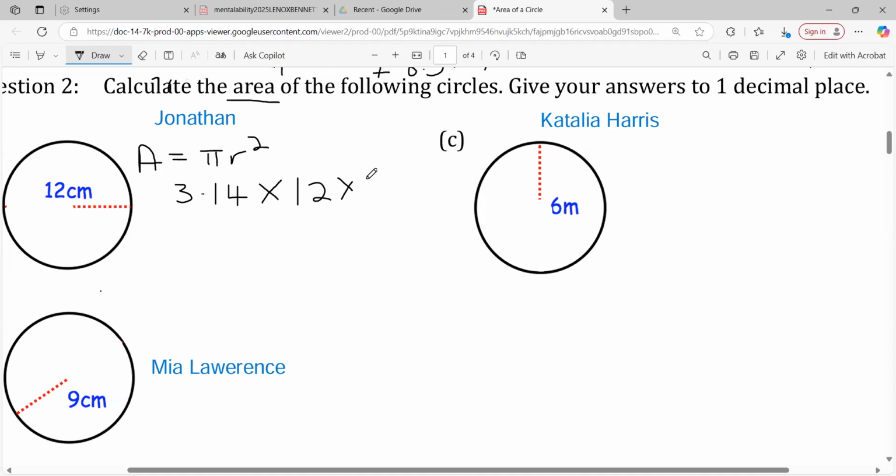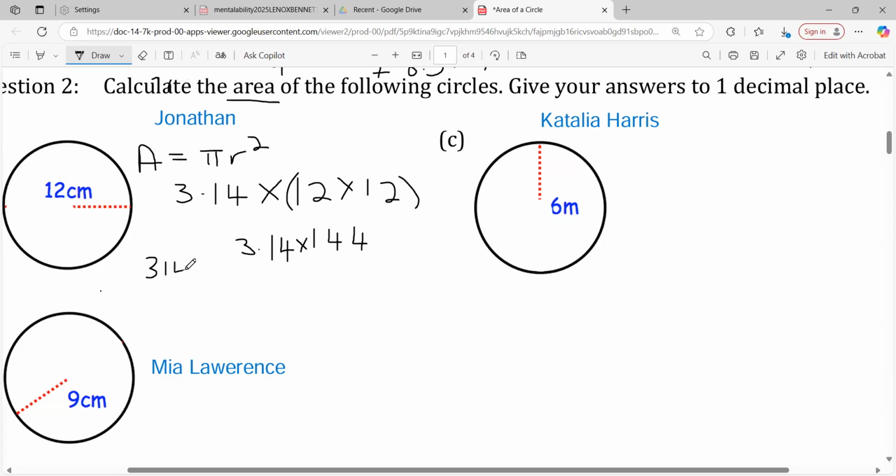And then we're going to multiply 3.14 times 144. Our final answer was 452.16. The reason is that I removed the decimal place, which gave me the whole number. I moved 2 decimal places to the right, which gives you the whole number.